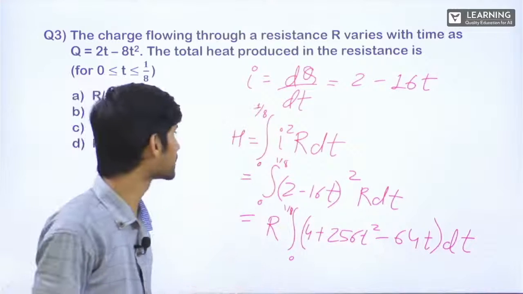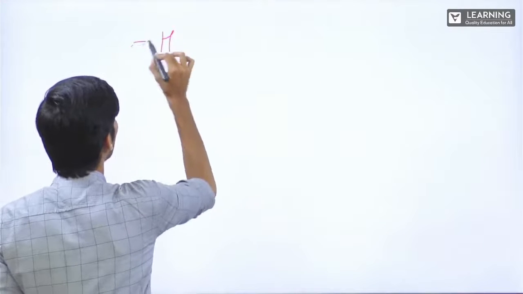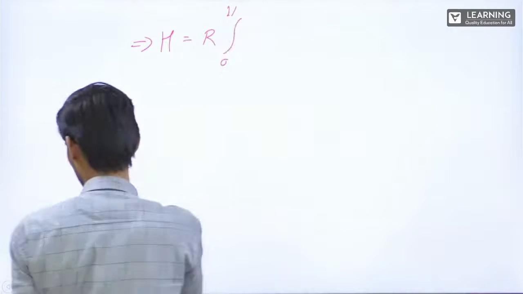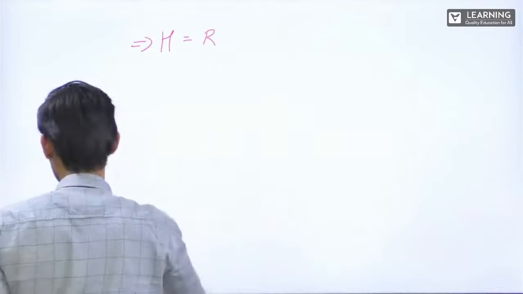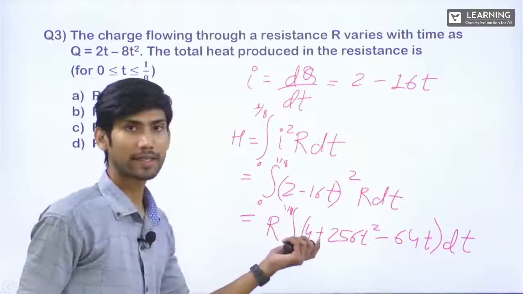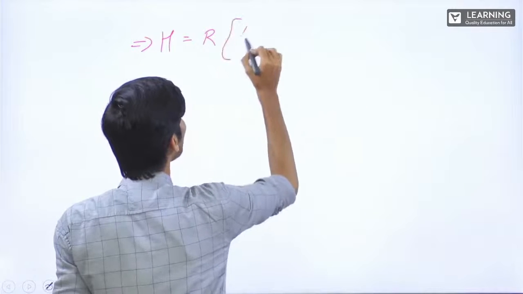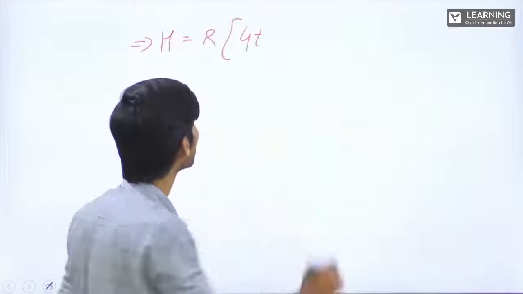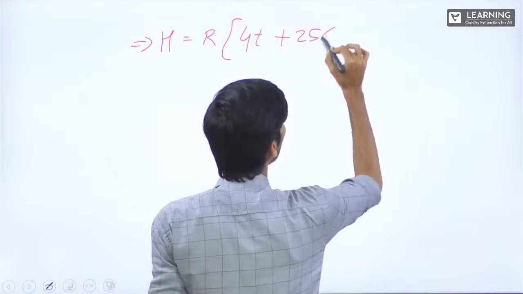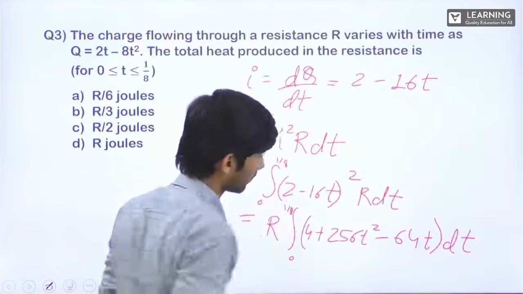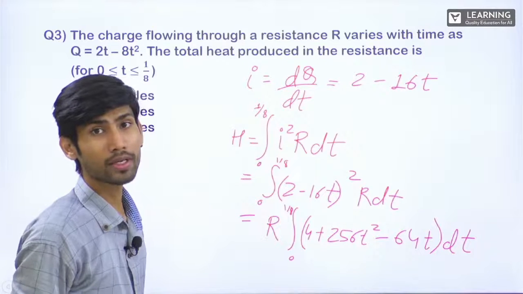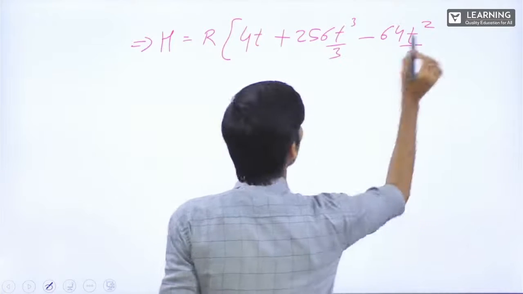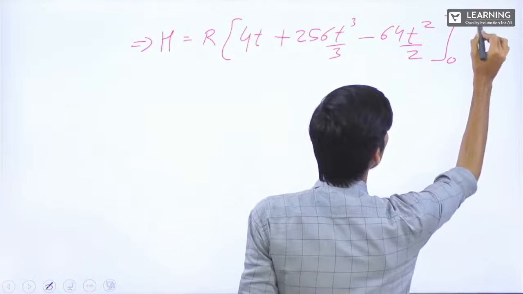Integrate it. Now it is pure maths. H is equal to R integral 0 to 1 by 8. Okay, integration will do. This will be 4t plus 256 t cube by 3 minus 64 t square by 2. And the limit is from 0 to 1 by 8.